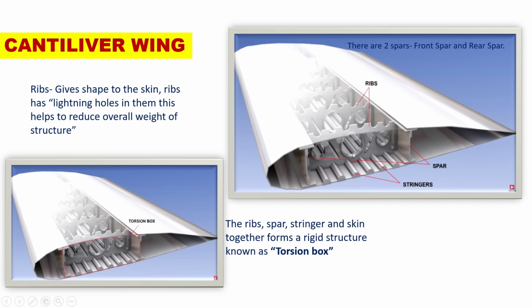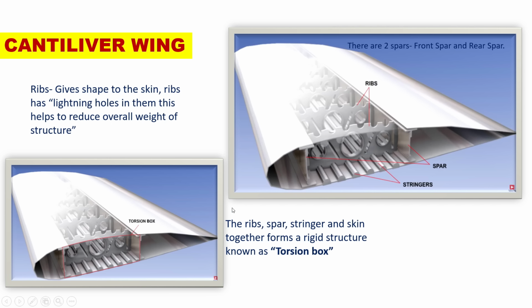Like if I cut these holes and remove the metal, it will be lighter, right? The whole wing will be lighter. So obviously you want the aircraft to be as light as possible so that you can use the minimum fuel to reach from A to B and you can make maximum profits, right? So the ribs are there to give shape to the skin, and there are lightening holes in the ribs. This reduces the weight of the overall structure.